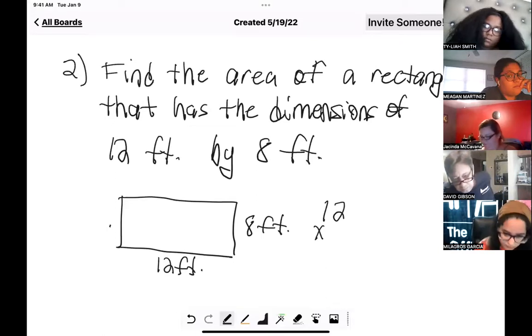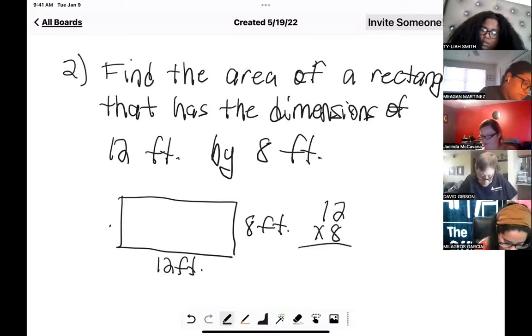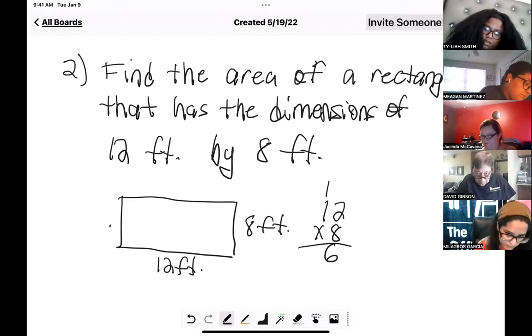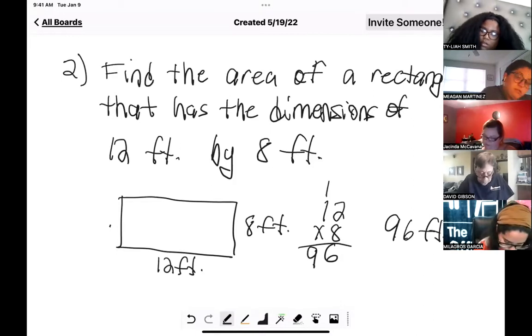12 times 8, I'm going to do it the vertical way instead of across. 16, 8 times 1 is 8 plus 1 is 9. So it'd be 96 feet squared.